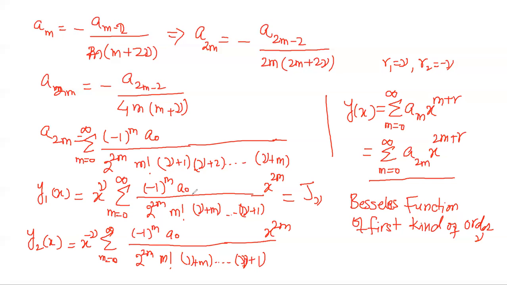So, for simplifying this expression a little bit further, it has been proposed that, because a naught is an arbitrary constant, we can take any arbitrary value which is useful. For the simplification we can take the value of a naught equal to 1 over 2 power n, n factorial, where n is actually the same as nu. So we replace nu with n.